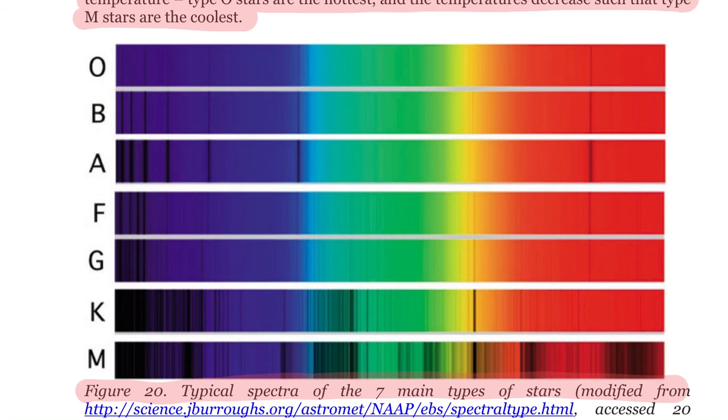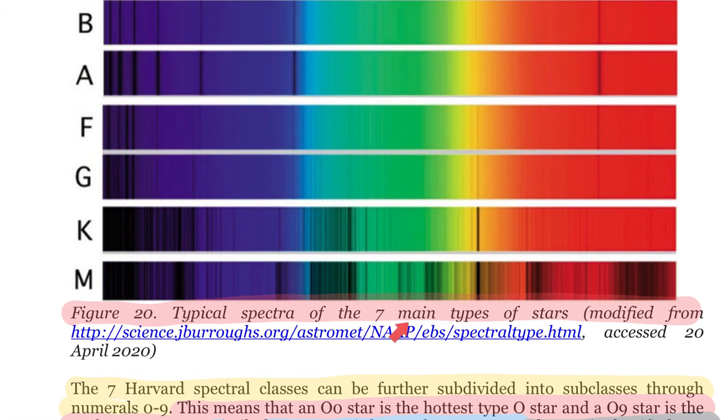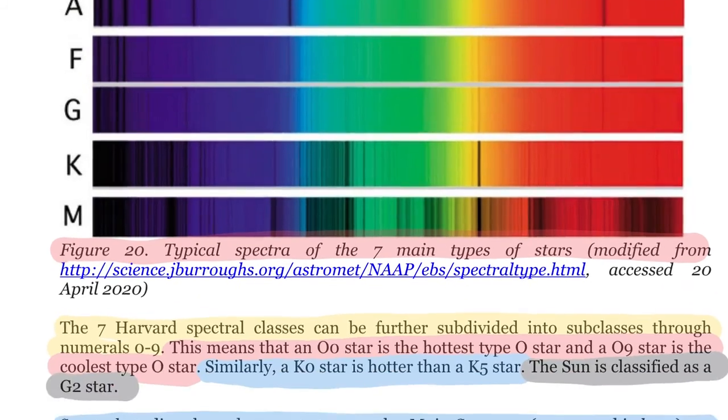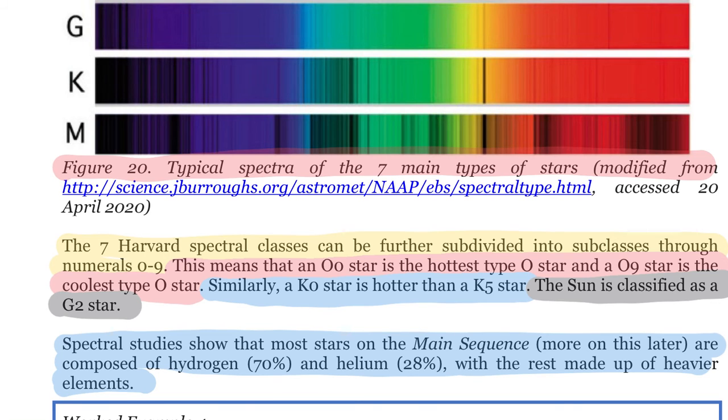So as you can see here in this figure, this is the typical spectra of the 7 main types of stars. Now, the 7 Harvard spectral classes can be further subdivided through numerals 0 to 9. So this means that an O0 star is the hottest type of O star, and an O9 star is the coolest type of O star. Similarly, a K0 star is hotter than a K5 star, which is hotter than a K6 or a K7 star.